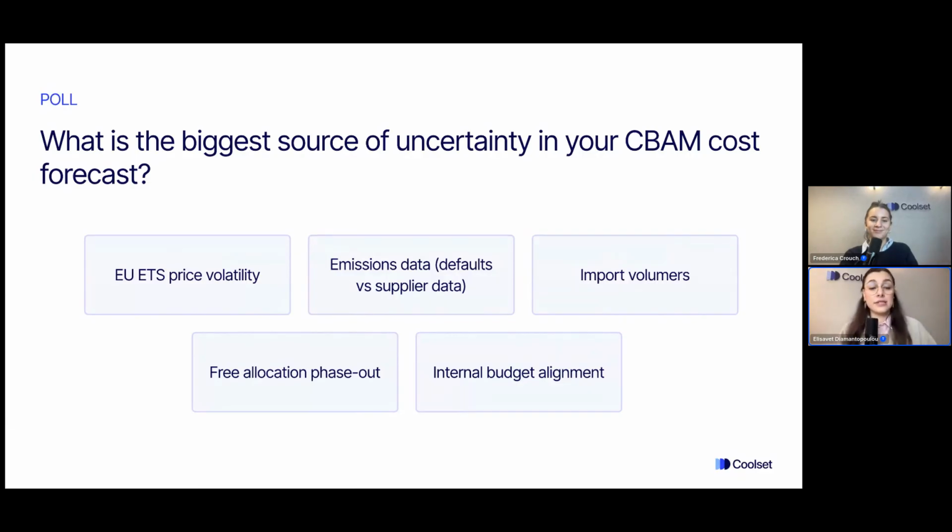I see there is a clear winner here, with about 70% of you saying that the emission data, and especially the use of defaults versus supplier data, is your biggest source of uncertainty. And I think we could do even another webinar just for the explanation of how to collect this data. But I understand definitely the trend here. And just for your information, the second most common is the internal budget alignment, which I guess will play a role in the future discussions for budget.